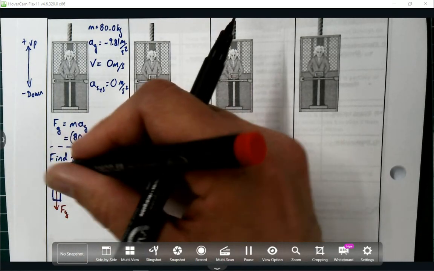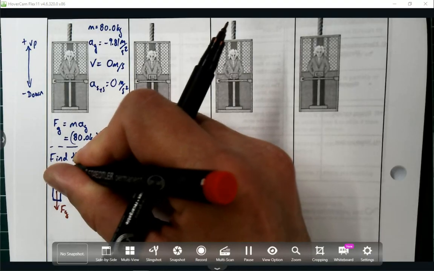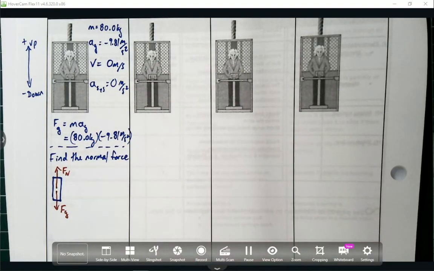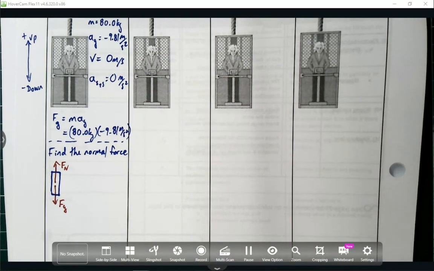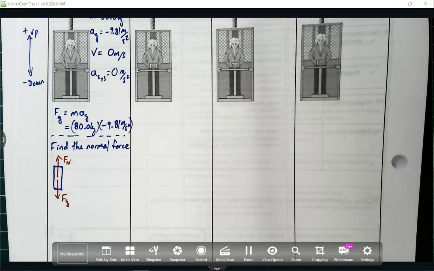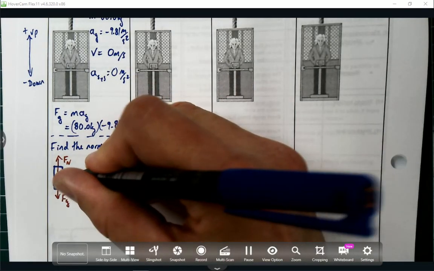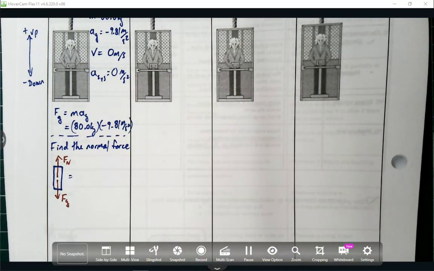This is just the person, and so the upward force would be a normal force acting on their feet. Truly, it's an action-reaction force. It's the force of scale on feet, and there would be a downward force of feet on scale, but we just want to talk about the normal force, okay? So separating that out. And then we'd say that picture is equal to F net for the system.